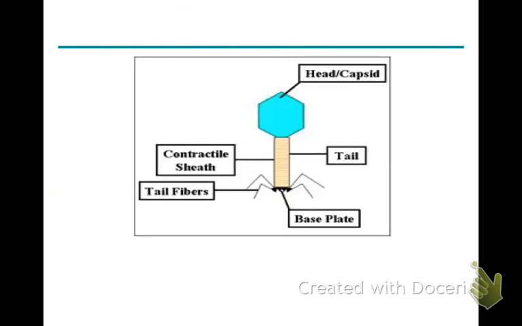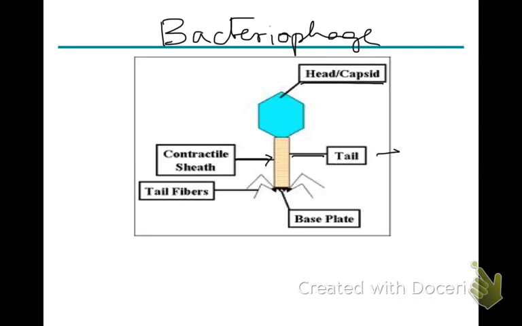Now, a bacteriophage has a certain structure. This is a simplified structure of a generic bacteriophage. So it can have a head or a capsid. It can have a tail. It also has a contractile sheath, which can behave like a syringe and compress. It has tail fibers and a base plate with prongs.